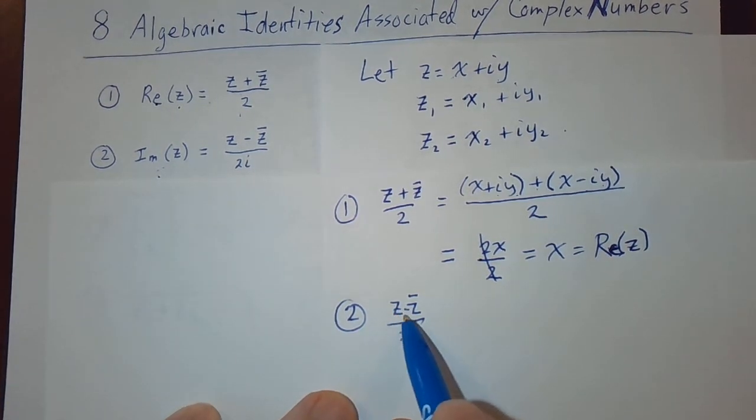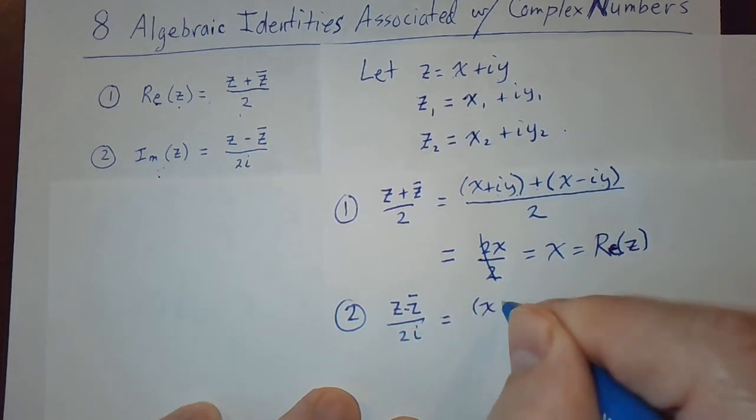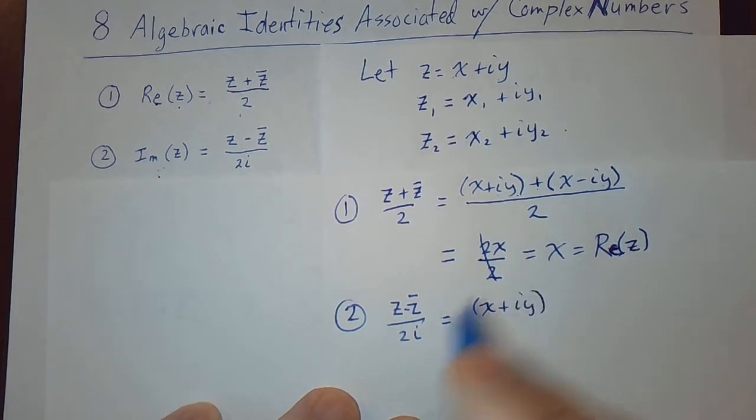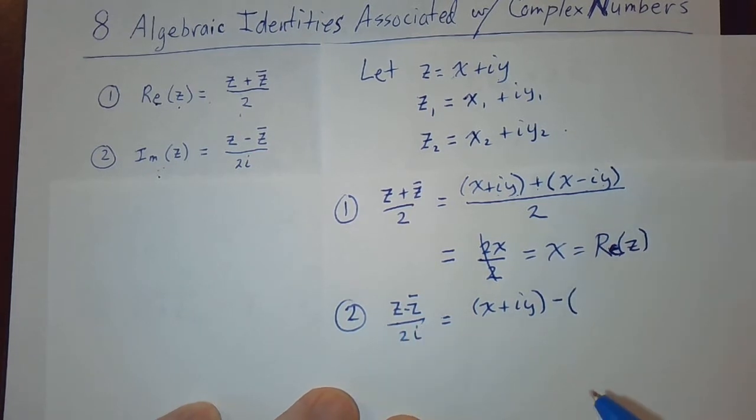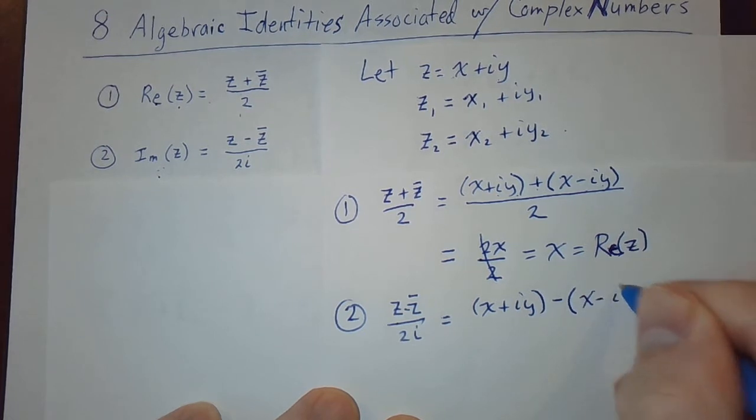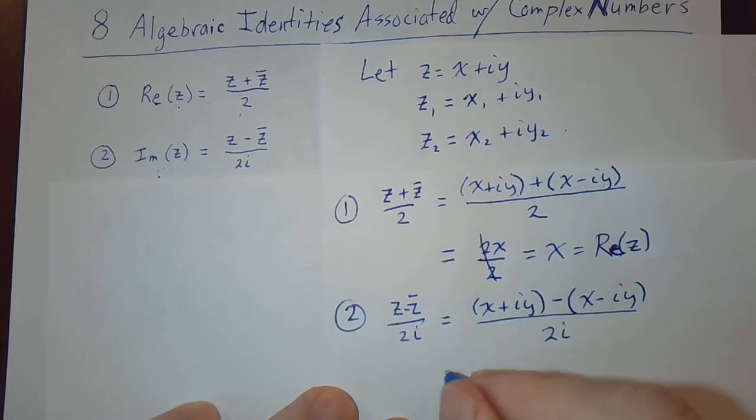That says z minus z bar. Well, that is equal to x plus iy, that's z, minus the complex conjugate of z, so you need the parentheses, x minus iy, all over 2i. Let's simplify the numerator.